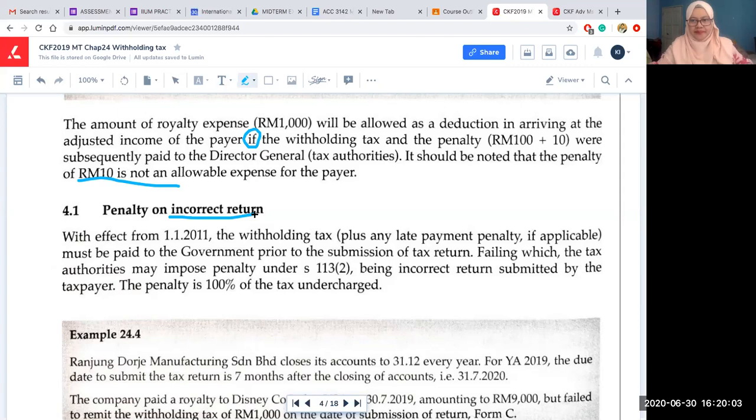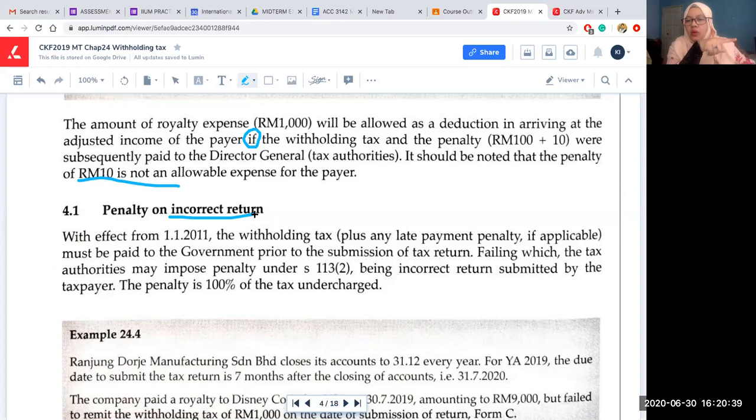Alright, what do you mean by incorrect returns? You submit your return form. Remember, in the example just now, you have to pay the Inland Revenue Board 11,000, that is 10,000 plus 1,000, but you did not pay before 31st of July, yet you claim that 100,000 royalty as an allowable expense. So when you claim that as an allowable expense, it's wrong. So the return that you submit is incorrect. Why? Because the 100,000 should not be an allowable expense.